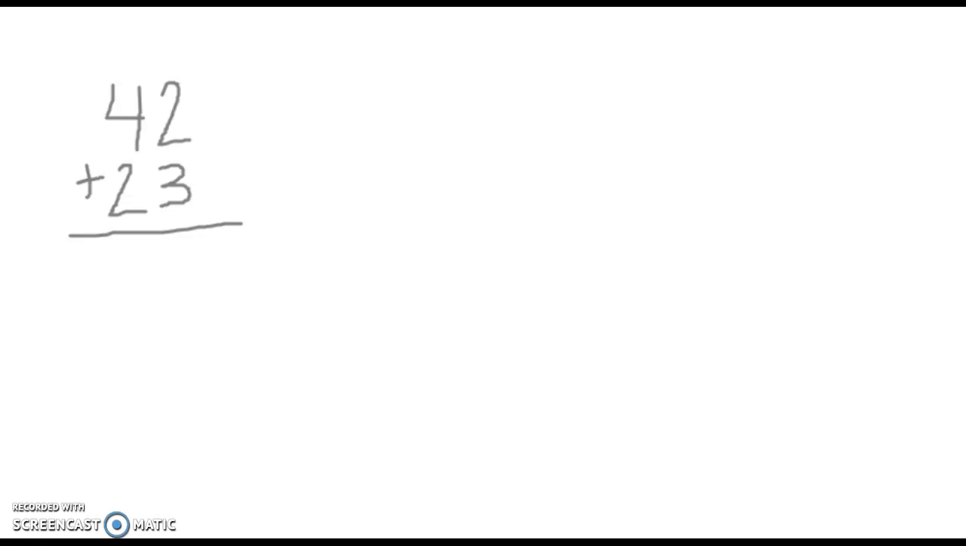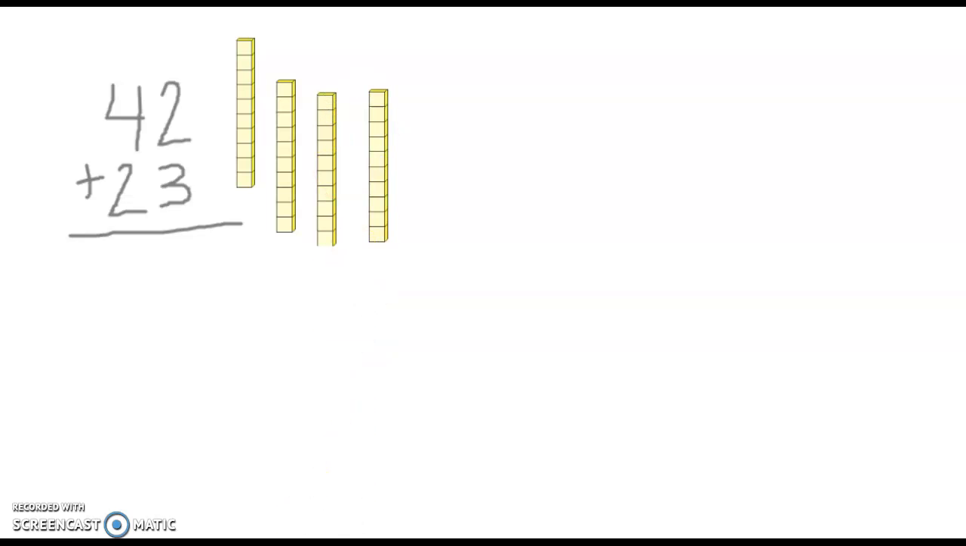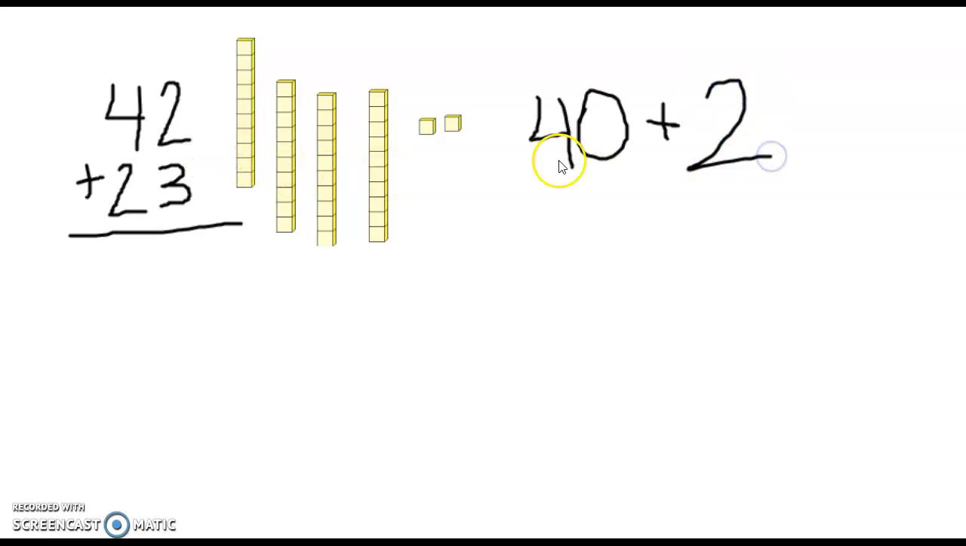If I show these classroom numbers in base 10 blocks, I'm going to look at 42 first. 42 has 4 longs and 2 cubes. The 4 represents the tens, the 2 represents the ones. If I want to show those base 10 blocks in expanded form, I'm going to take the 4 longs, or 40, and I'm going to add it with the 2 cubes. So in expanded form, 42 is 40 plus 2.